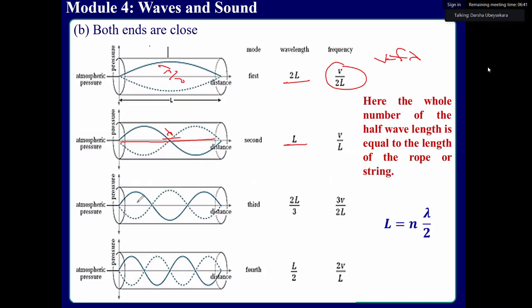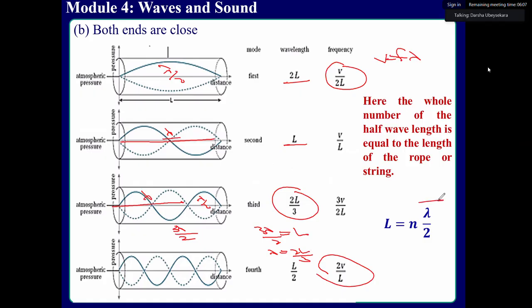Here you can see this is 1 lambda and here lambda over 2. Then altogether it is 3 lambda over 2. Therefore, 3 lambda over 2 is equal to L. Lambda is equal to L over 3. Right? So like this, first, second, third, fourth modes are generated and accordingly the frequencies also will be there. If you have any doubt, you can check these frequencies. Always apply V is equal to F lambda, then you can find this equation. Right?